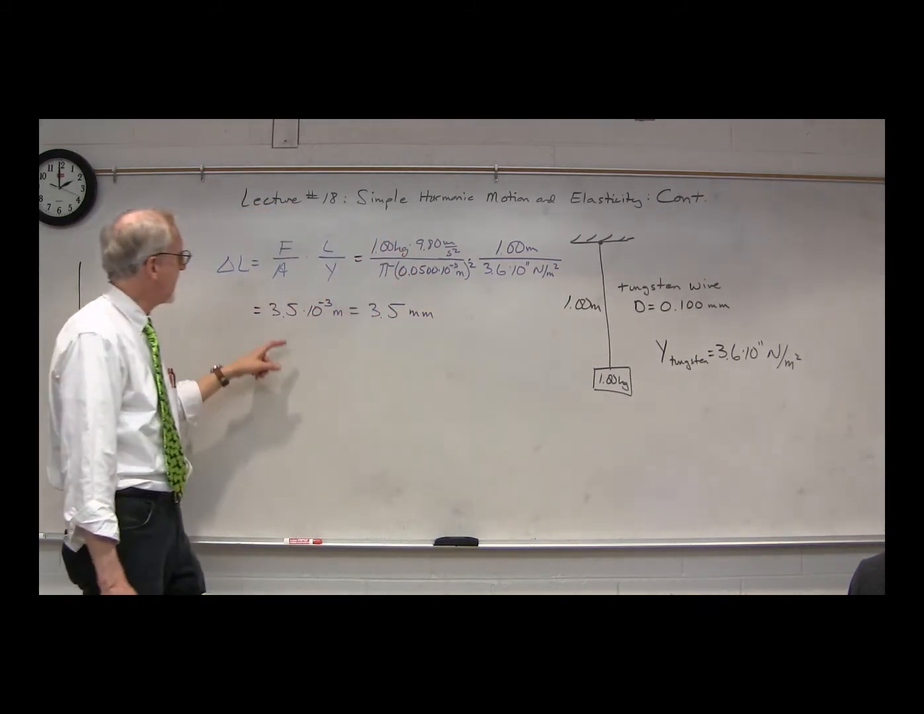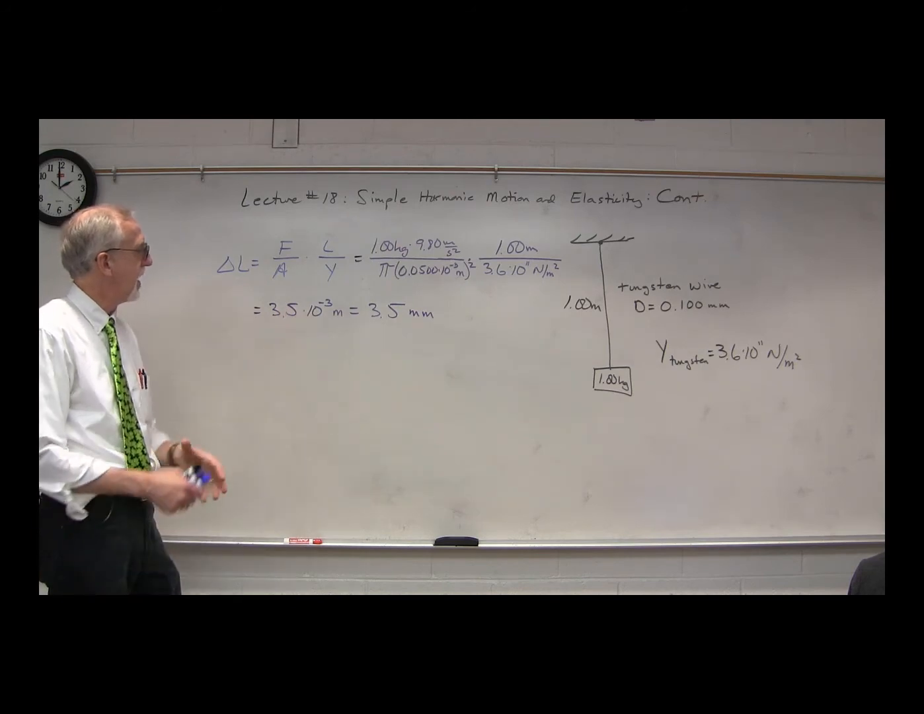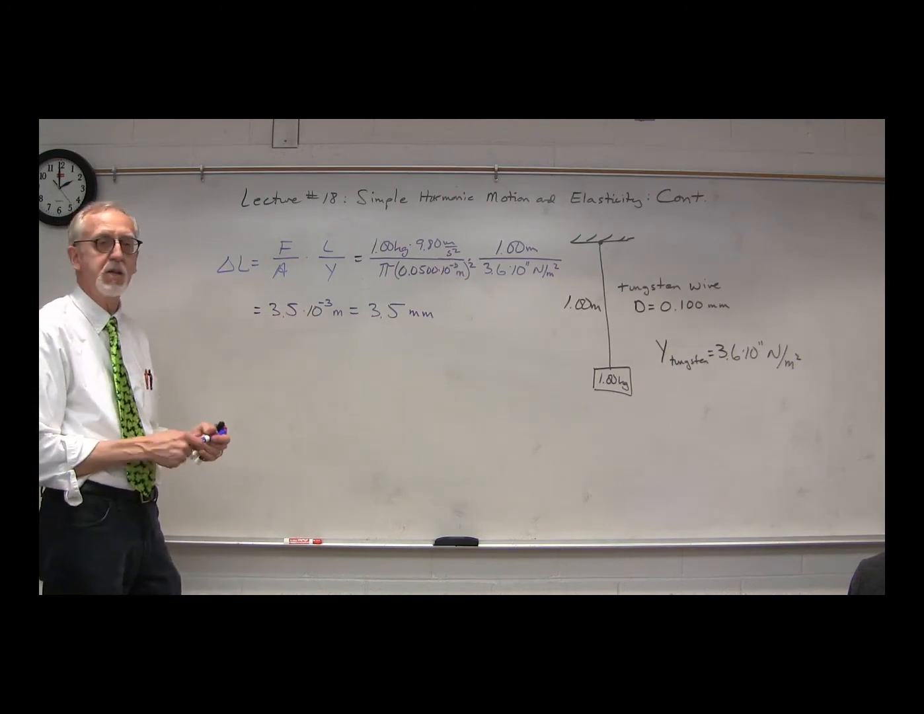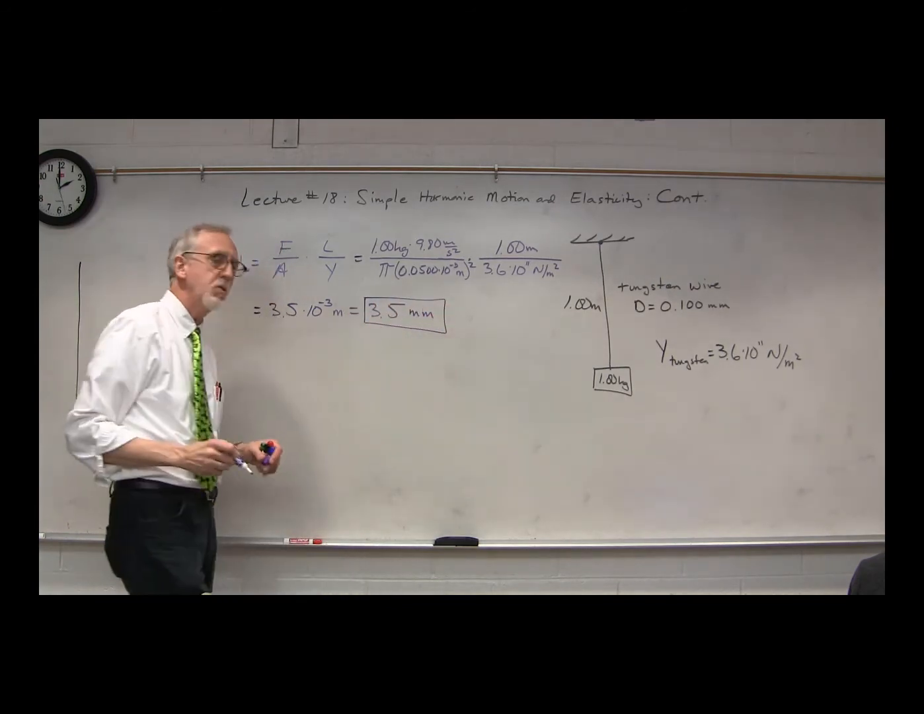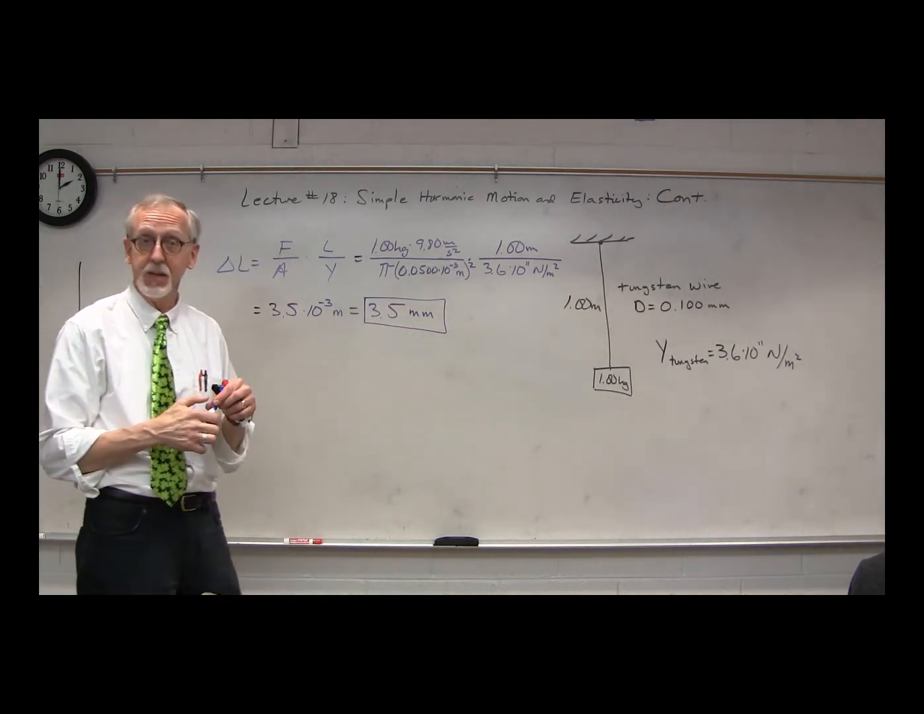Multiply that out and we get delta L is 3.5 times 10 to the minus 3 meters. In other words, 3.5 millimeters. It's going to stretch 3.5 millimeters.